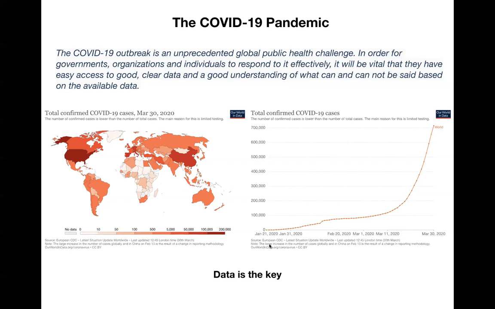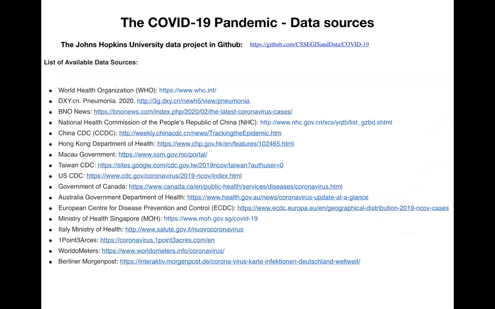So to understand what's really going on and possibly predicting anything in the ballpark, the data is the key. So here is a list of sources of data that's available online, and you can get data from all these websites. And there's a nice website with interactive maps and also a data project from Johns Hopkins University, and you can find it right here. And then these are the other data sources available down here.